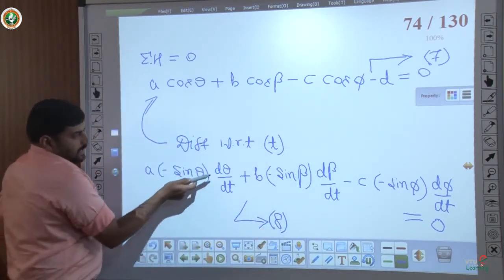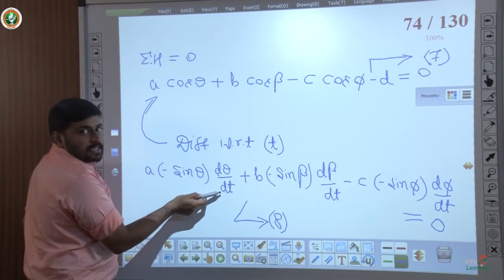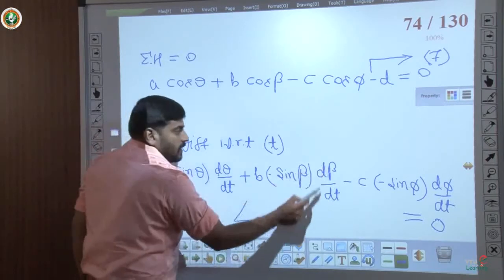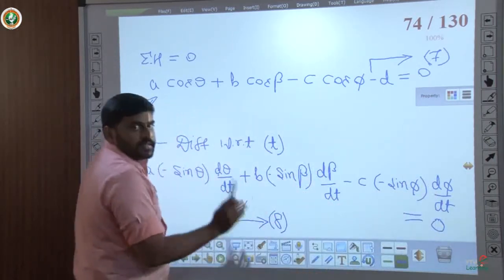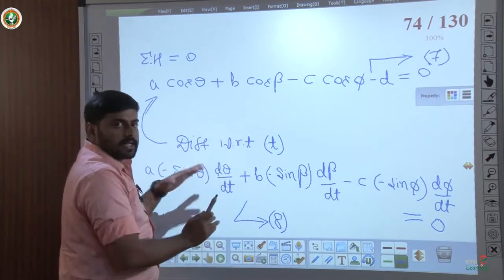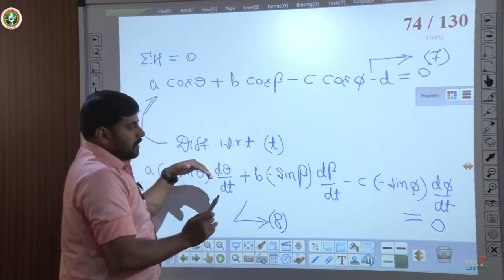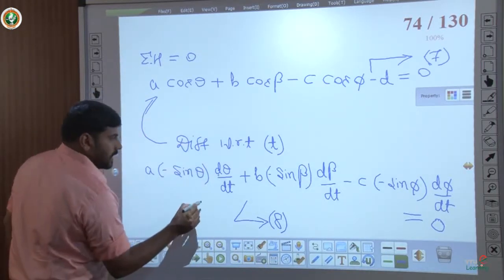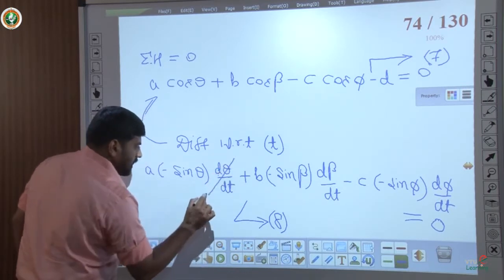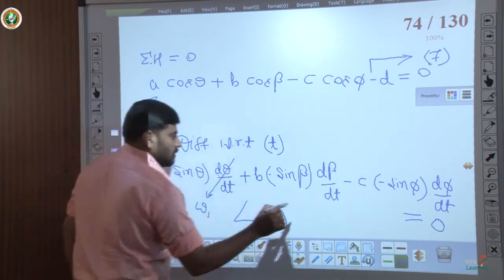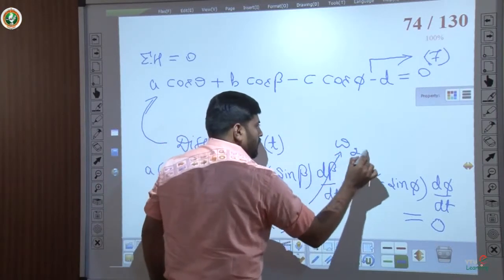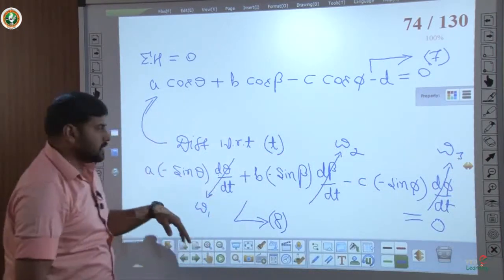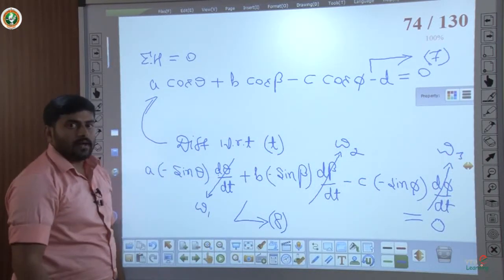Now we know that rate of change of angular displacement with respect to time is nothing but angular velocity. So this can be written as angular velocity omega 1, omega 2 and omega 3 with reference to links 1, 2 and 3. Link 1 is the crank, link 2 is the coupler and link 3 is the rocker, that is the output link. So we can call these omega 1, omega 2 and omega 3, that is angular velocities.